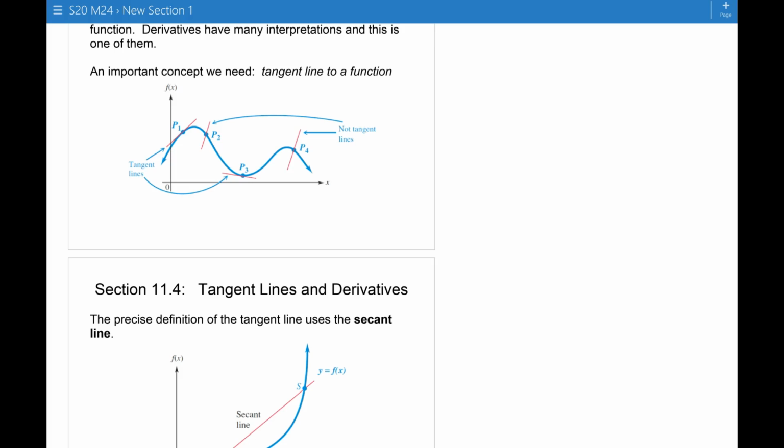And if you look at this picture in the notes, you see that at P1, the red line is a tangent line, and at P3, the red line is a tangent line. But any other line that goes through that point that's not tangent to the curve is not a tangent line. So there's one and only one tangent line, so practice drawing them: it's a line that's just going to touch at one point and have the same amount of slantedness as the graph of the function itself.